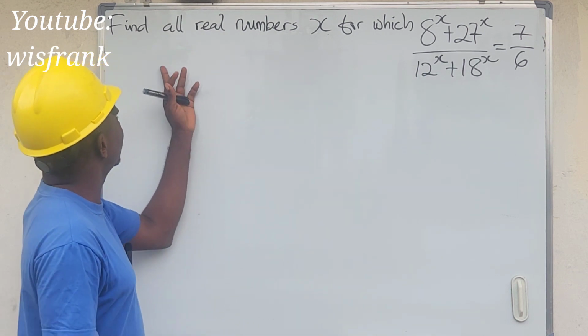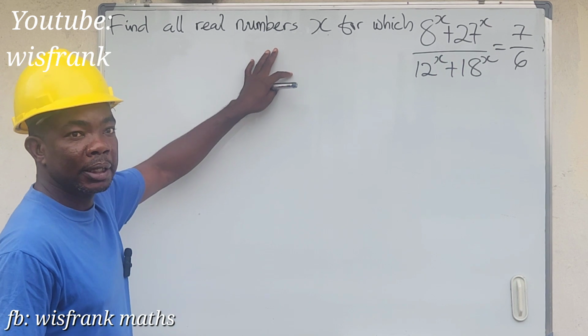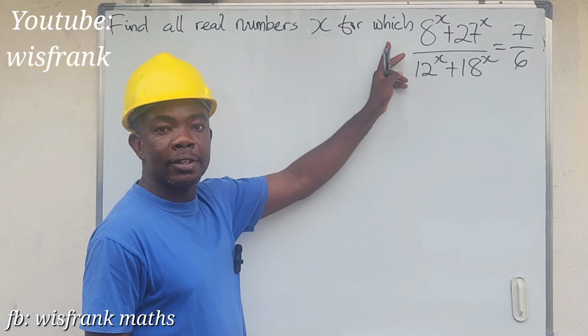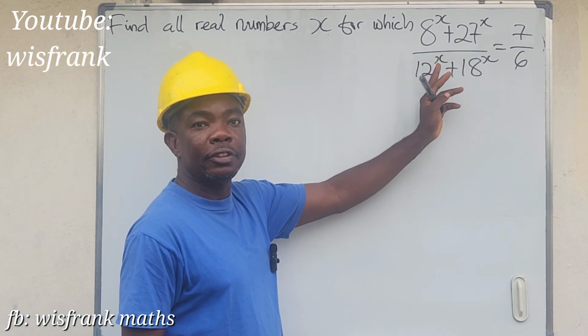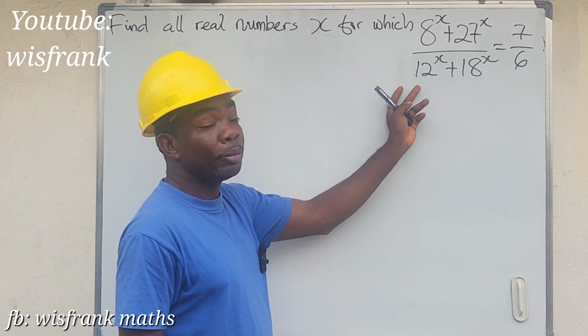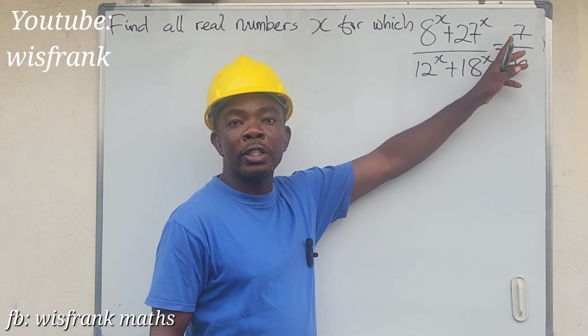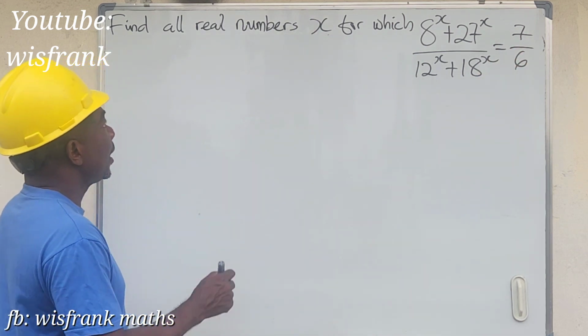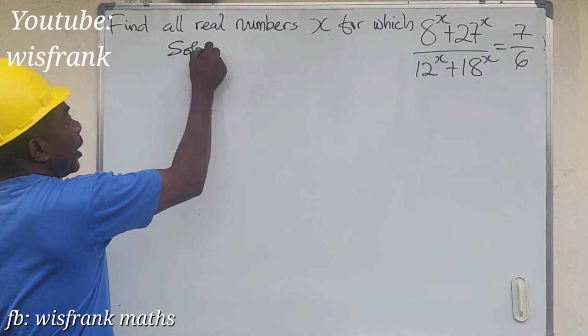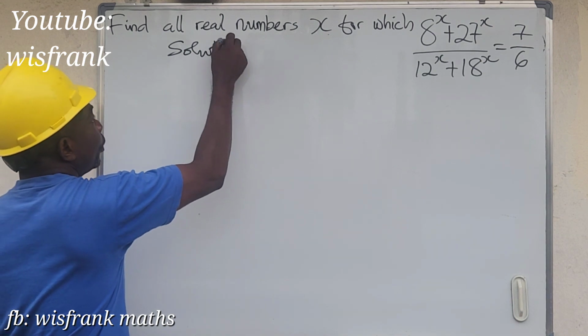Today we are looking at this question, and it says, find all real numbers x for which (8^x + 27^x) / (12^x + 18^x) = 7/6. So in this case, we are going to find the value of x. So we have here the solution.